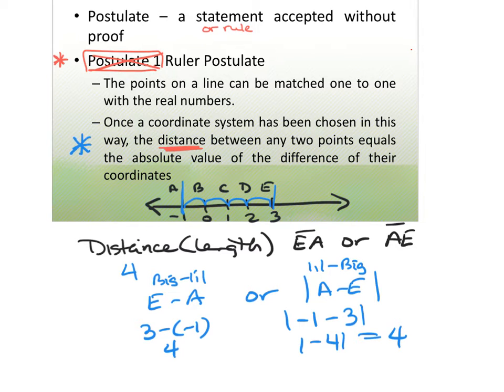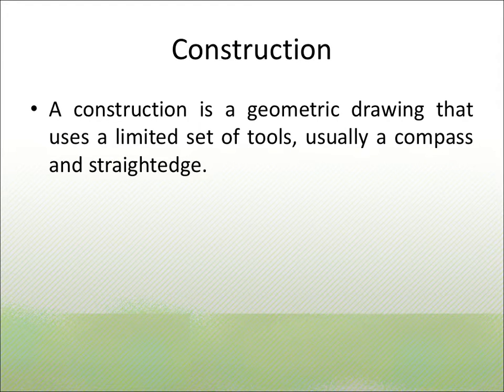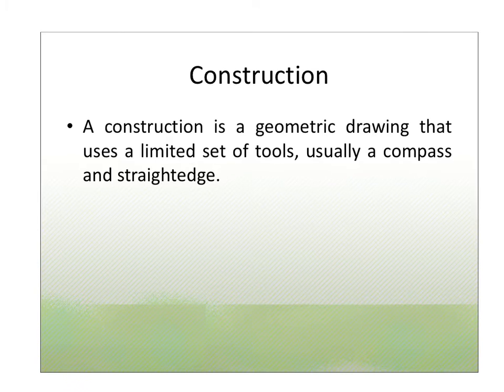Okay. Next slide talks about construction. So again, in this course, I am not going to be grading you on your geometric drawings. A construction is just a geometric drawing that uses a limited set of tools, and generally those tools will be a compass or a straight edge. So again, I'm not going to expect you to go out and buy a compass or a protractor or a straight edge and make exact drawings.